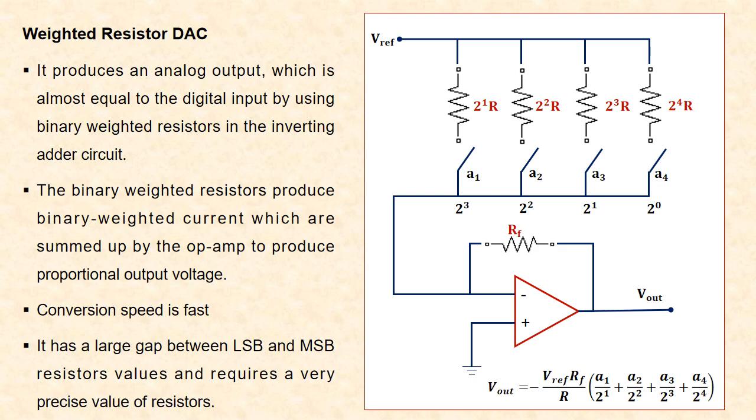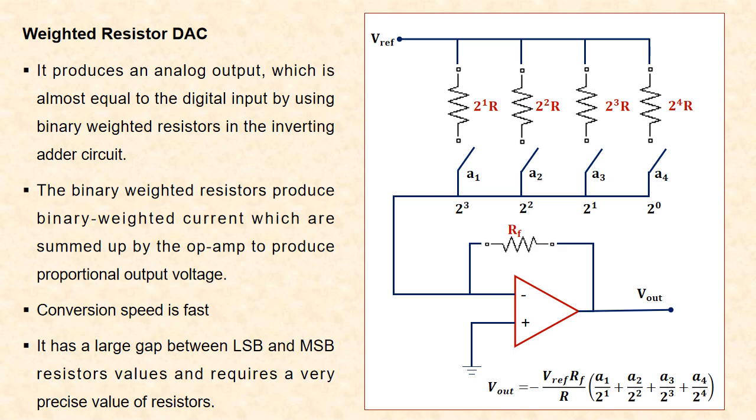It consists of an inverting amplifier op-amp and a string of weight resistors to distinguish each bit starting from LSB to MSB position. Each resistor represents a digital bit to be converted into analog form.